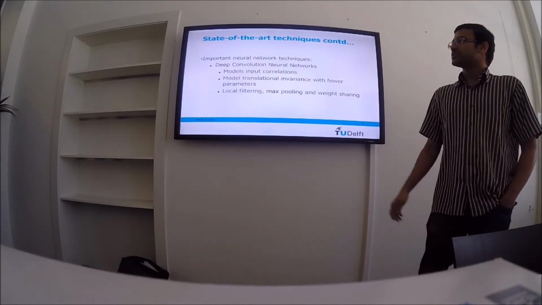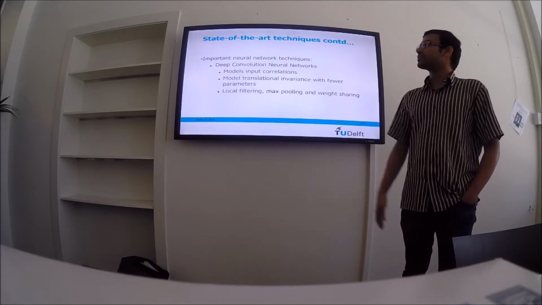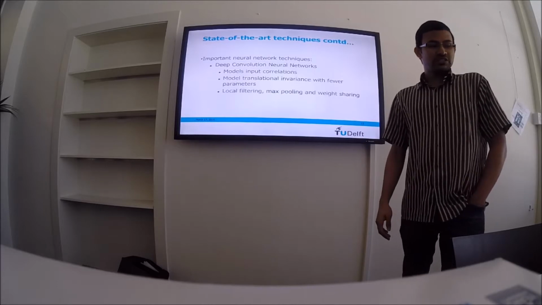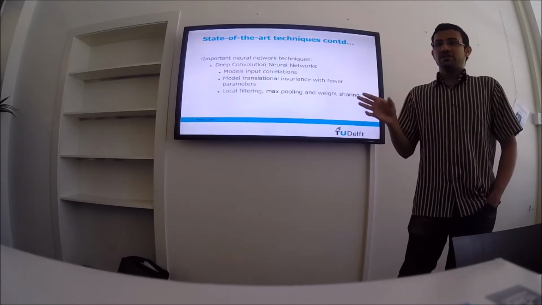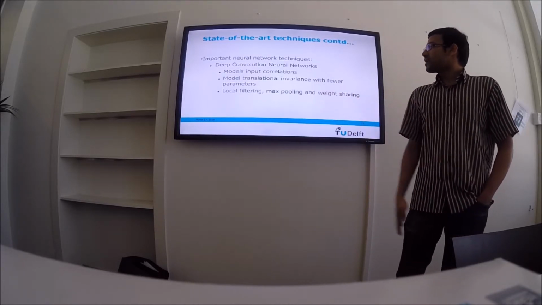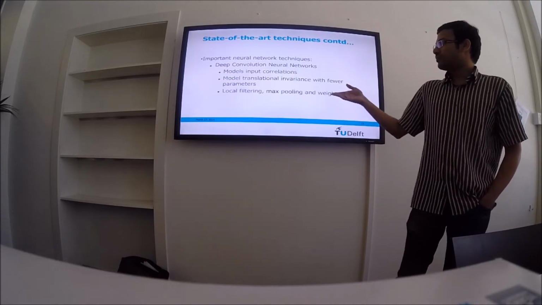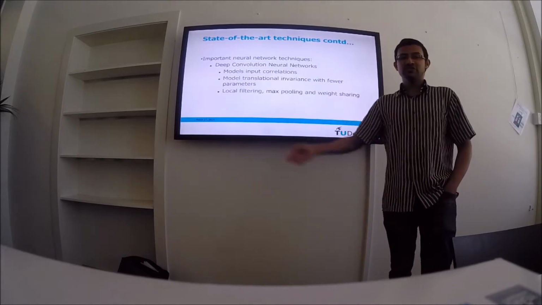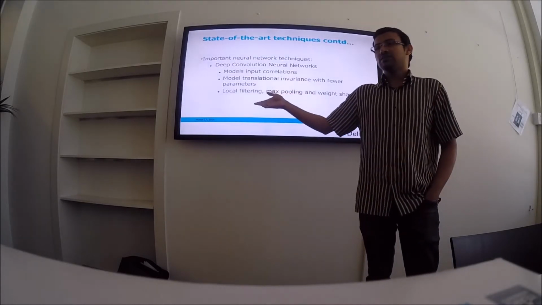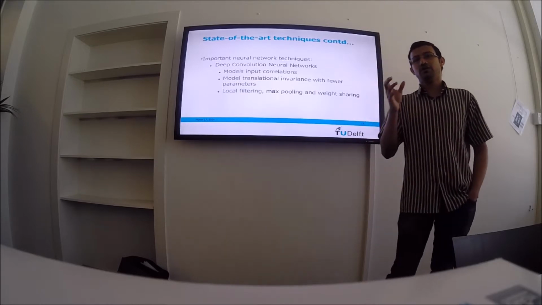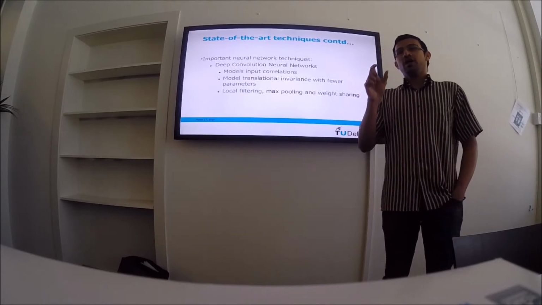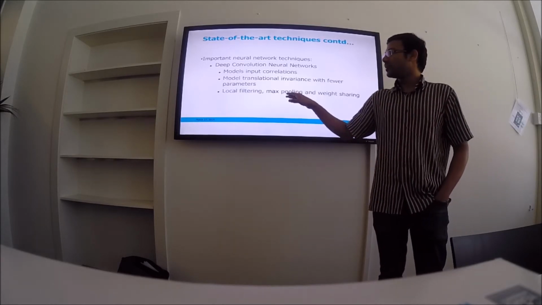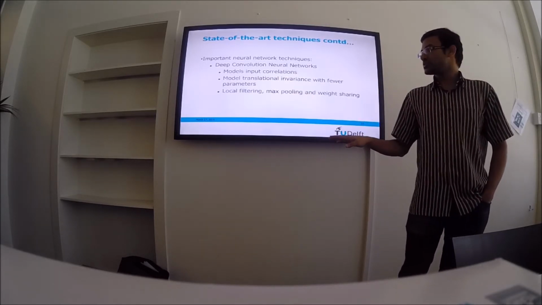The second important technique in neural networks is the deep convolution neural network. Here we model the input correlations and the translation invariance with fewer parameters. We will use three techniques: local filtering, max pooling, and weight sharing. I'll explain each of these. The local filtering technique is where we use filter parameters for local parts of the input speech, so they tend to have a spread over the total input space.